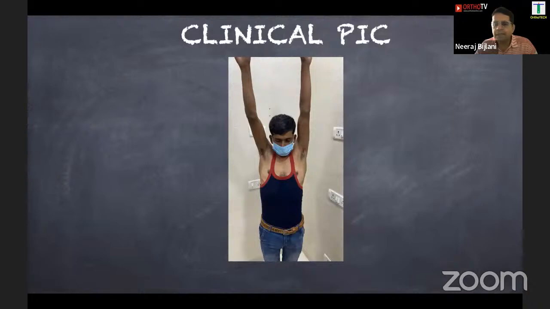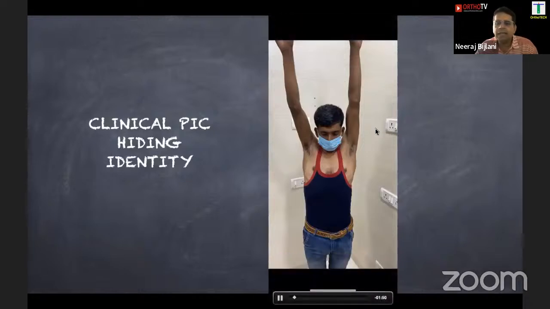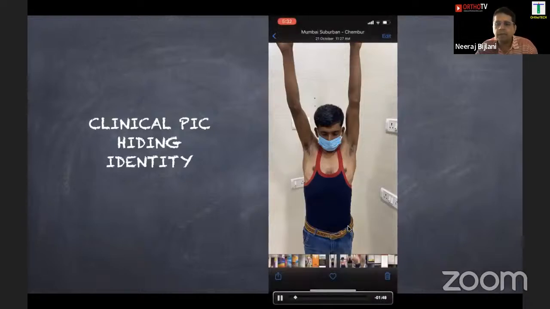Now we talk about the patient's identity. In 2020, 2021, it was very easy to actually hide the patient identity because most of them used to come in masks. So though this patient is in a mask, you can still make out who he is. So how do we hide the identity of the patient using the simple editor on the iPhone? So again, on the top right, in the Photos app, there is an edit option. I click on that.